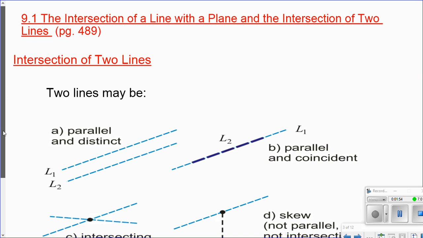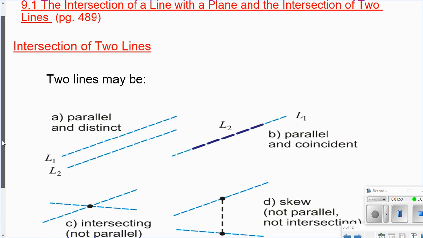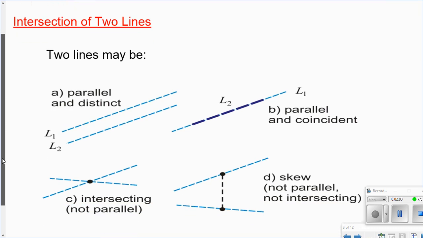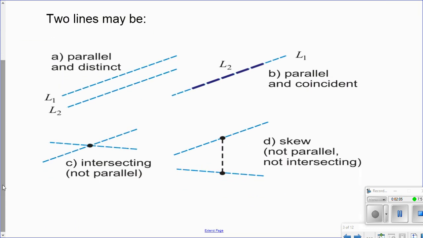First of all, we're going to talk about the intersection of 2 lines. Section 9.1 is actually a pretty big section, so I'm going to break it into 2 videos. First up is the intersection of 2 lines, and all of this work is done in 3 space. Okay, let's establish that right off the bat, that this is going to be 3 space work.